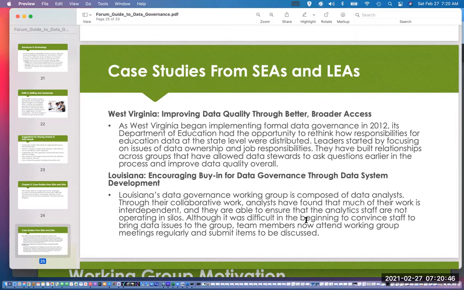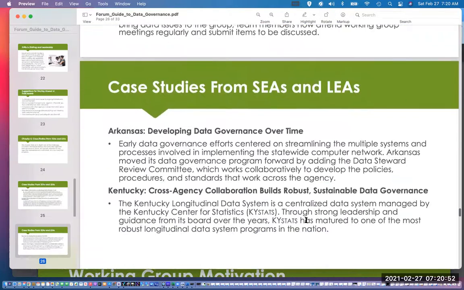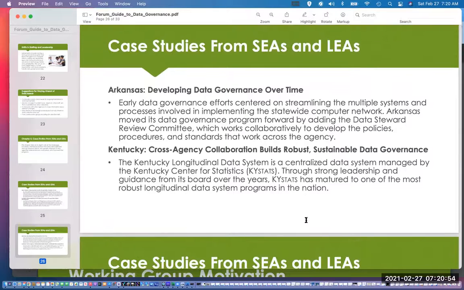Arkansas, developing data governance over time. Early data governance efforts centered on streamlining the multiple systems and processes involved in implementing the statewide computer network. Arkansas moved its data governance program forward by adding the Data Steward Review Committee, which works collaboratively to develop the policies, procedures, and standards that work across the agency.